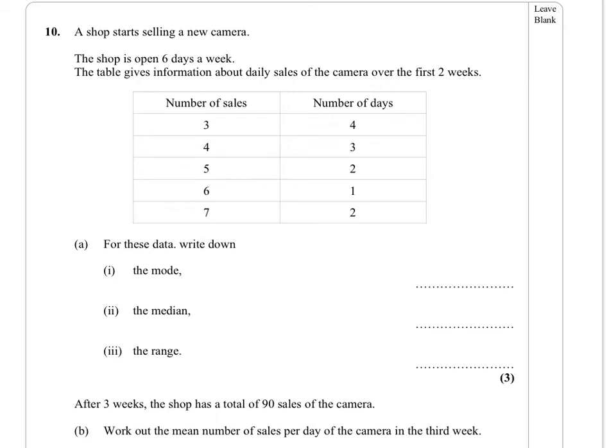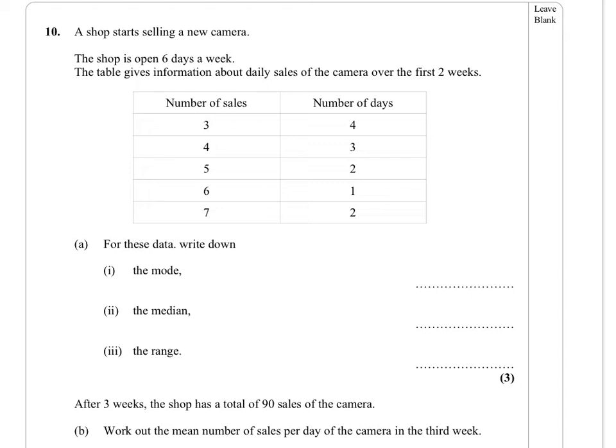Question 10. A shop starts selling a new camera. The shop is open 6 days a week. The table gives information about daily sales of the camera over the first 2 weeks. Number of sales 3, that happened on 4 days. Number of sales 4, that happened on 3 days. Number of sales 5, over 2 days. 6 sales only happened on 1 day, and 7 sales happened on 2 days.